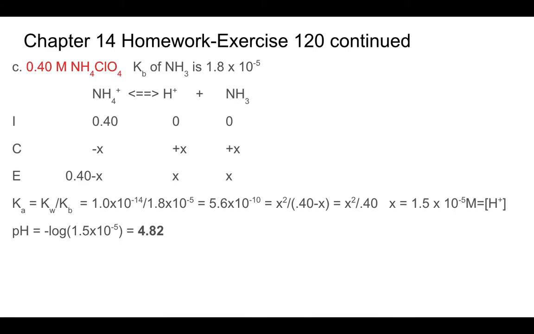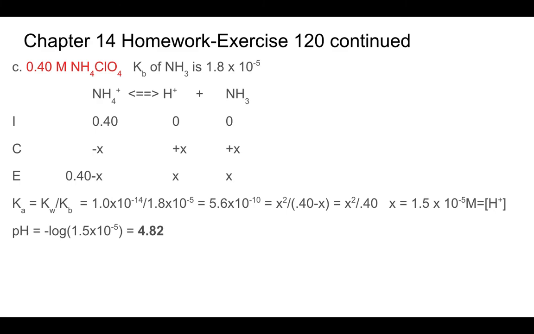And then last one, 0.4 molar ammonium perchlorate. Now ClO4 minus is a conjugate base, well, technically it is, but it is the conjugate base of a very strong acid, so it's not going to affect pH. It's going to be such a weak base that we're not going to care about it. So where's the acid-base behavior? It's in the NH4 plus. NH4 plus is the conjugate acid of ammonia, which has a Kb of 1.8 times 10 minus 5.